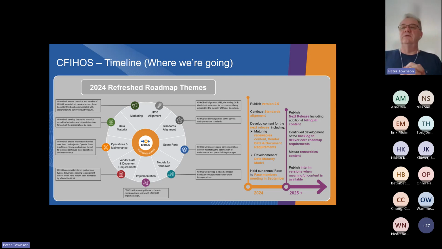We're continuing to develop our backlog. As I say, we try to adopt agile principles as much as possible. So we're working through our backlog and making sure that we're grooming that backlog to align with our core roadmap requirements. And we will publish interim versions. We published version 2, and I'll talk a little bit about that in terms of why we've gone to version 2. But we will be producing interim versions as and when we need to. And I think our cadence will still be annually. So that's a little bit about where we're going.